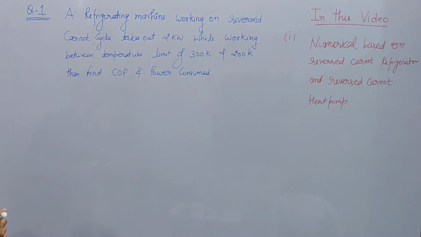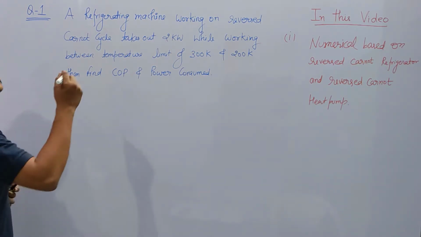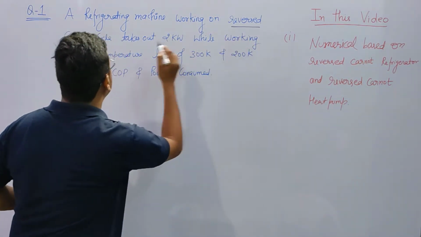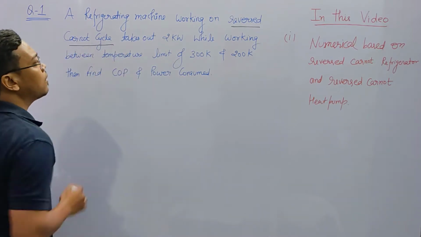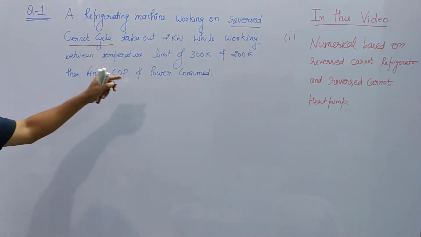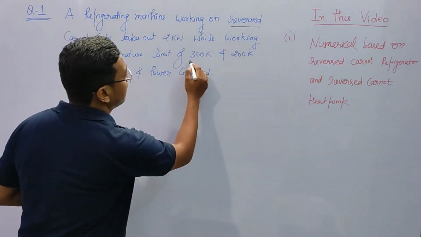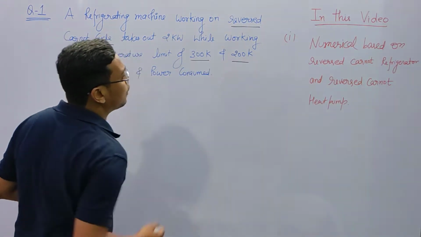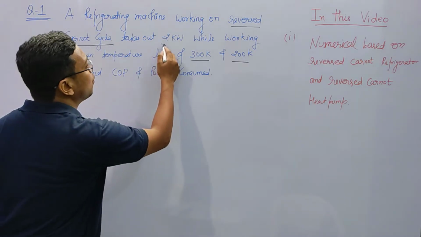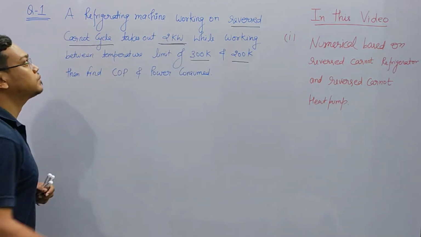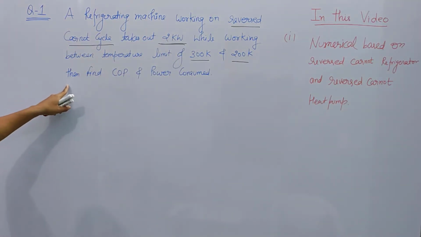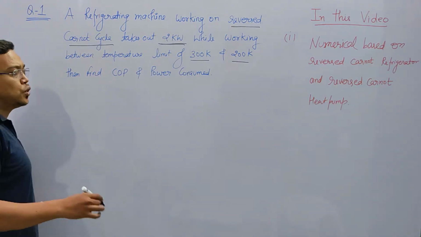A refrigerating machine working on reverse Carnot cycle. This is a machine which is working on a reverse Carnot cycle. It takes out 2 kilowatt while working between temperature limits of 300 Kelvin and 200 Kelvin, and it is taking 2 kilowatt heat. Then find the COP and power consumed.